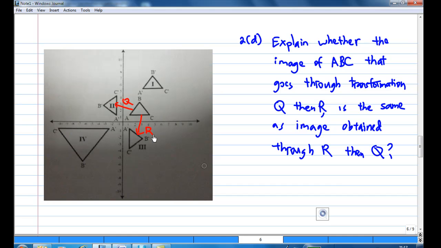Now, we expect that if you first do Q then R, you should get the same image as doing R then Q, because Q is a rotation about the origin anti-clockwise 90 degrees, and R is a rotation about the origin clockwise 90 degrees. Apply these two consecutive transformations, you expect the same image, and the image should give you back ABC. You can check by doing matrix multiplication.